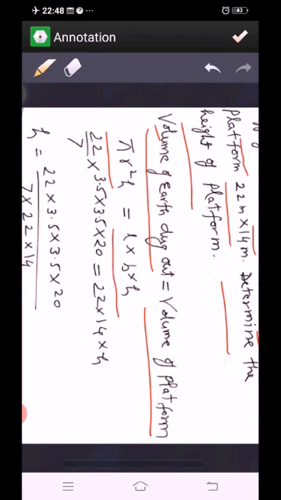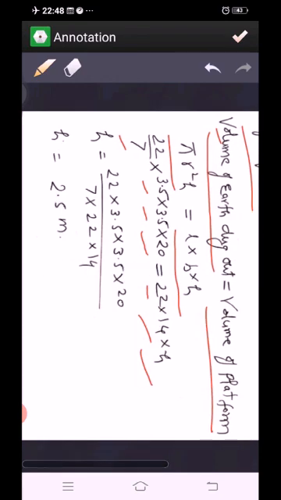into breadth into height. So 22 upon 7 into radius of well is 3.5 meter into depth is 20 meter. Then length of platform 22 meter, breadth is 14 meter, height we have to find. So height equal to, we can calculate it, height we get 2.5 meter.